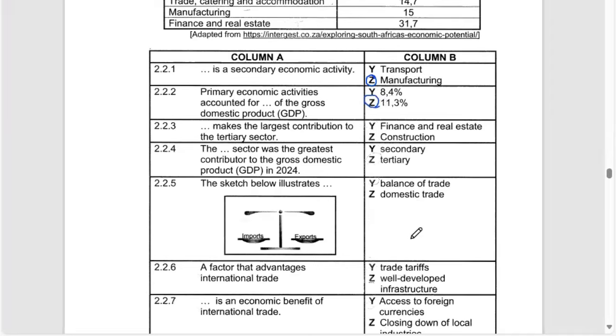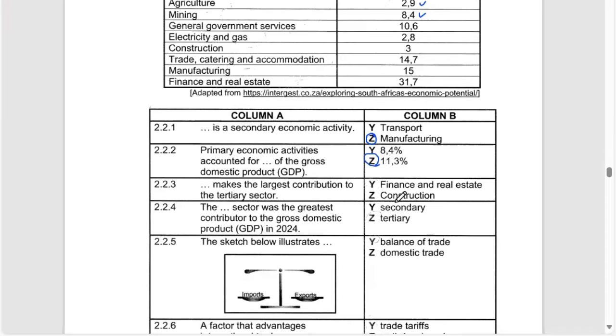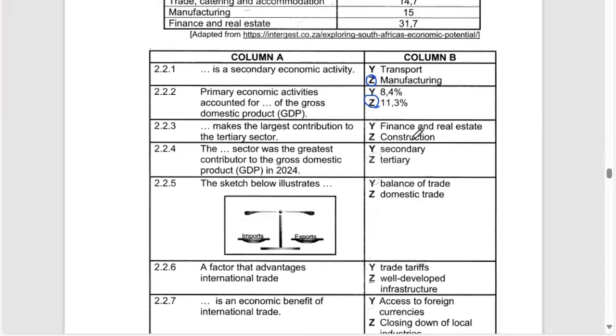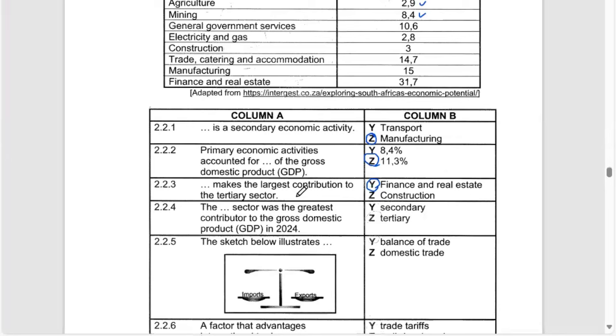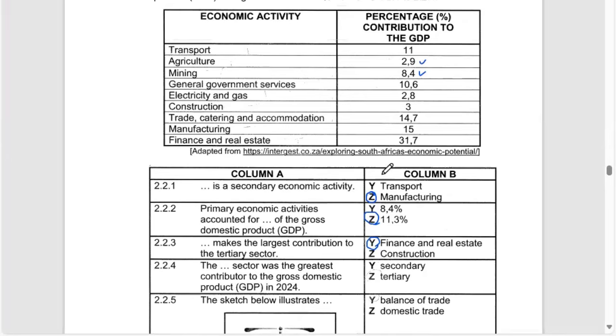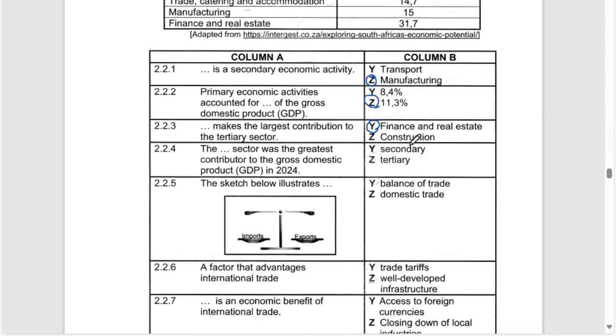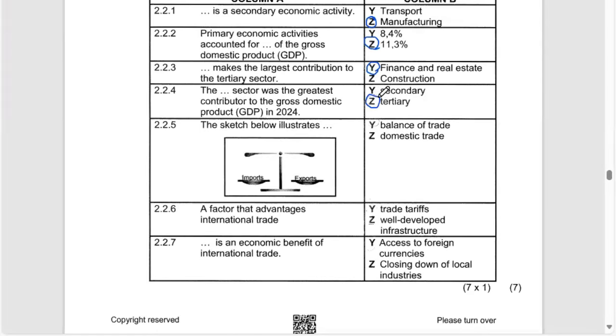Right. Then number 2.2.3, dash makes the largest contribution to the tertiary sector. If you compare these two without even going to the table, finance and real estate and construction, construction is a secondary activity, so it's not a tertiary. So our correct response is Y. The dash sector was the greatest contributor to the GDP in 2024. We just have to look at 2024 and look at the sectors here. We find that finance and real estate is tertiary, trade and catering is tertiary, with 14 and 31. There's no other figure bigger than 31, which means the highest contribution came from tertiary.